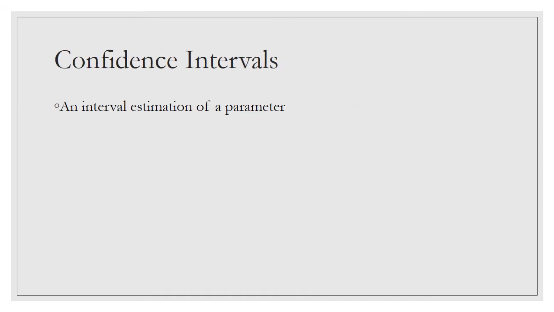When we consider interval estimates instead of just point estimates, we're usually talking about a confidence interval. It's an interval estimate of a parameter. That means we want to know what are the plausible estimates that the parameter could be.